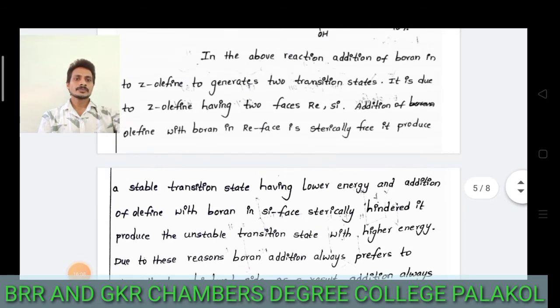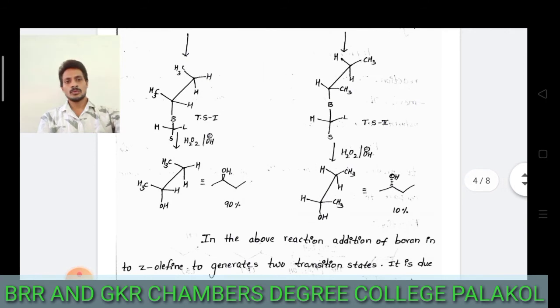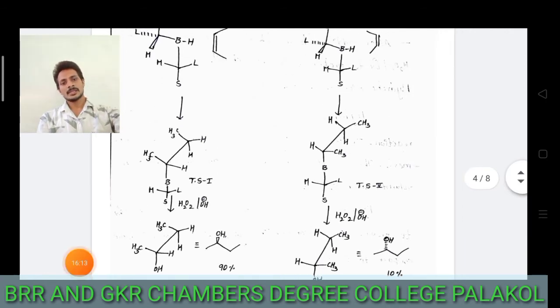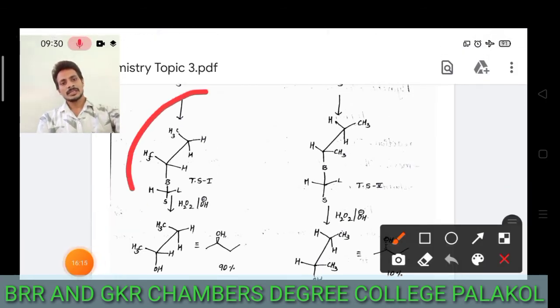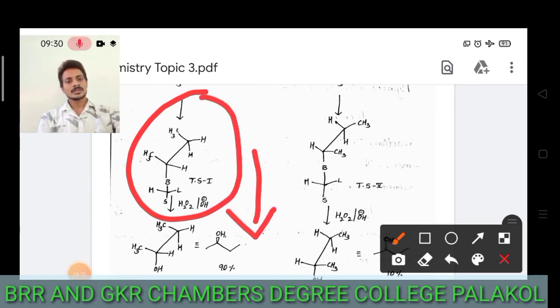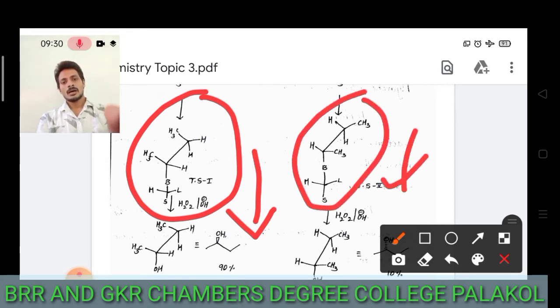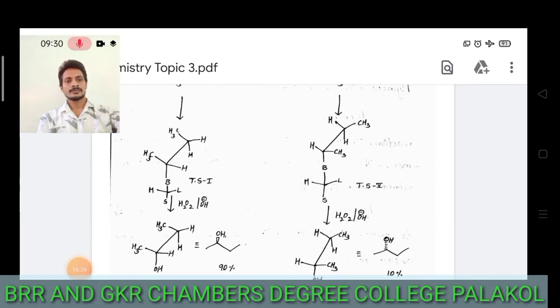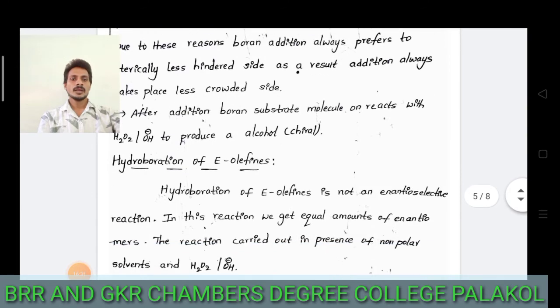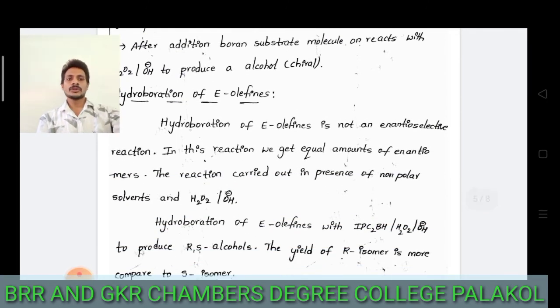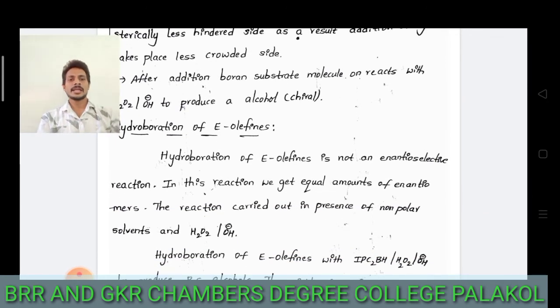In these reactions we observe two transition states. The more stable transition state produces 90% of the R alcohol, and the less stable one produces 10% of the S alcohol. Again, as in the previous reactions, hydroboration of Z alkenes gives 90% of the R isomer and 10% of the S isomer.